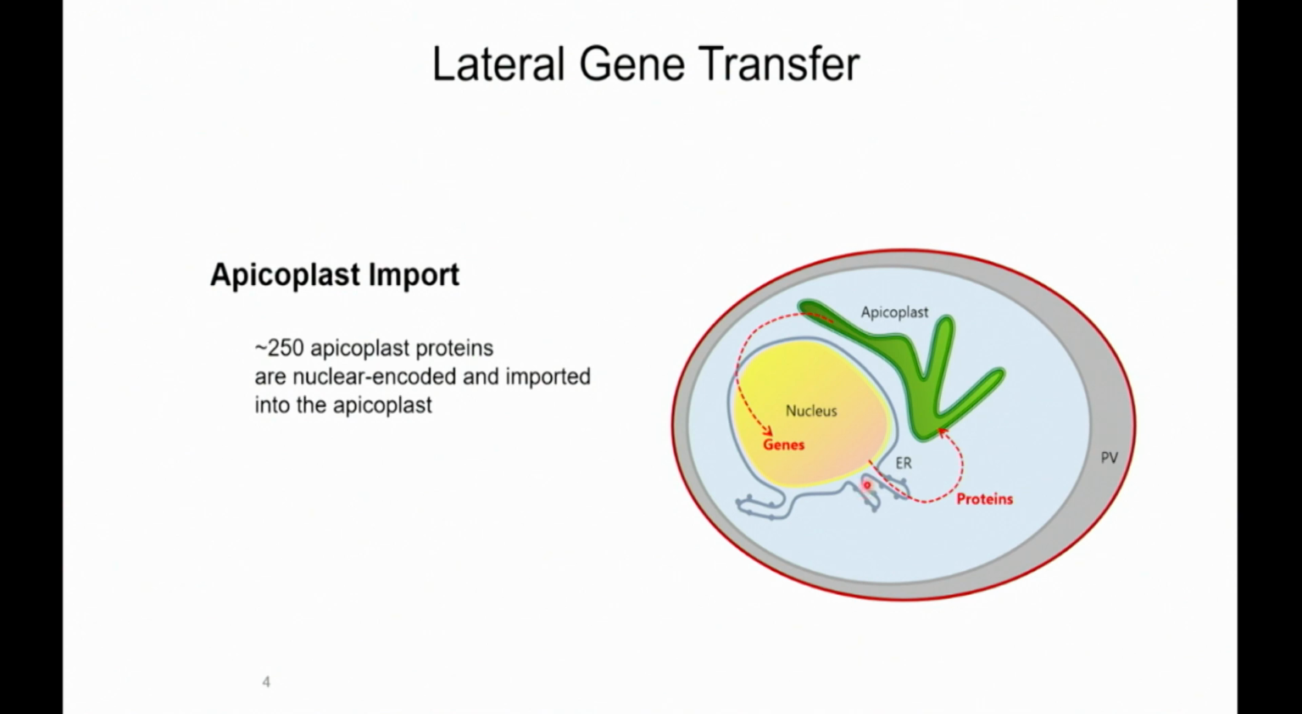And they're trafficked back, at least the characterized route, through the secretory pathway. These are secretory proteins. They have a signal peptide. They're translated in the rough ER, packaged into vesicles, and then they fuse with the apicoplast organelle, and that's how proteins are delivered to the organelle through the secretory pathway, and that's also important.